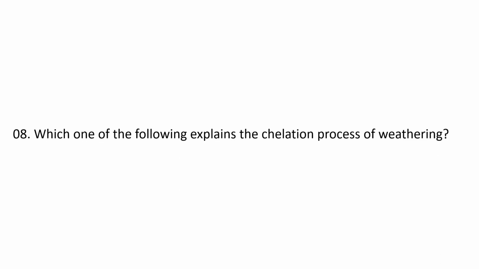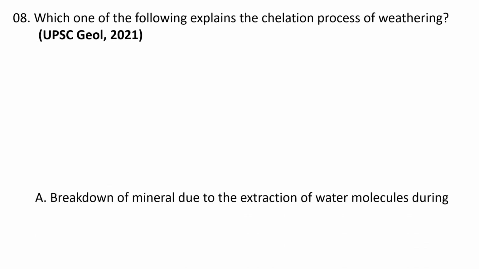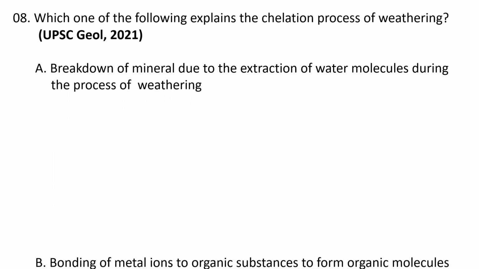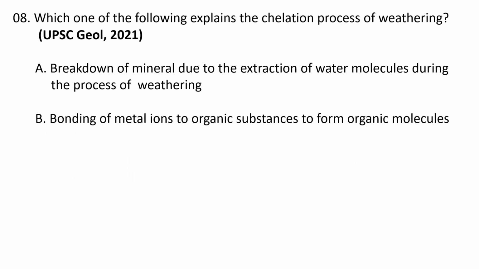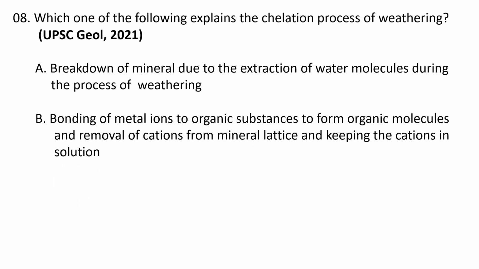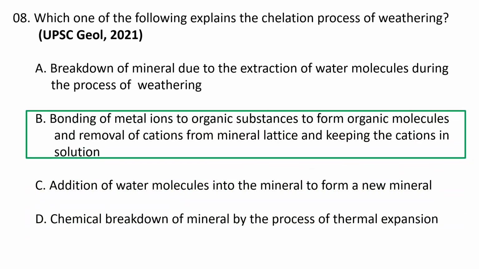Coming to the eighth question, which one of the following explains the chelation process of weathering? Choices are A, breakdown of minerals due to the extraction of water molecules during weathering; B, bonding of metal ions to organic substances to form organic molecules and removal of cations from the mineral lattice, keeping the cations in solution; C, addition of water molecules into the mineral to form a new mineral; and D, chemical breakdown of minerals by thermal expansion. So the chelation process is the bonding of metal ions to organic substances, which form organic molecules, and removal of cations from the mineral lattice, keeping the cations in solution.